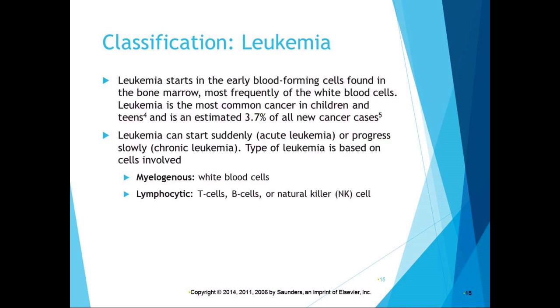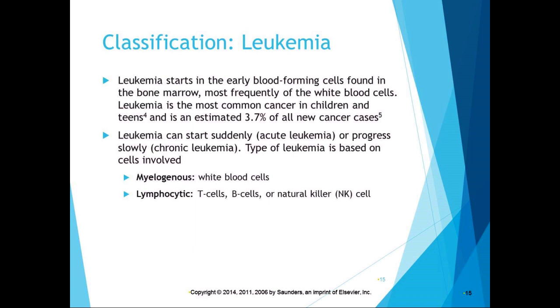Leukemia starts in the early blood-forming cells found in the bone marrow, most frequently of the white blood cells. Leuko means white, so you can almost think of leukemia as white blood cell cancer. It's the most common cancer in children and teens, and it's an estimated 3.7% of all new cancer cases. Leukemia can start suddenly, and it's considered acute, or progress slowly, and it's considered chronic.